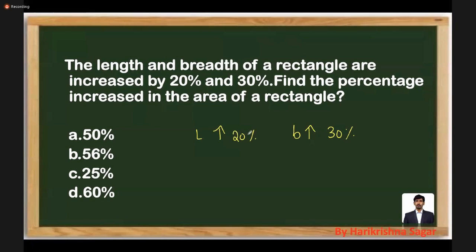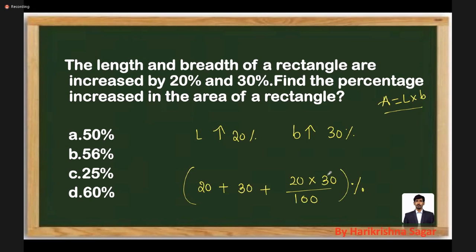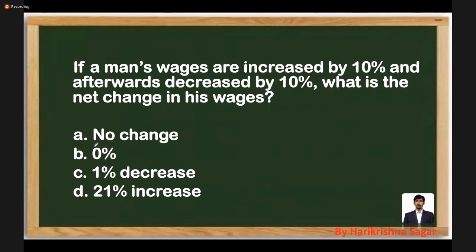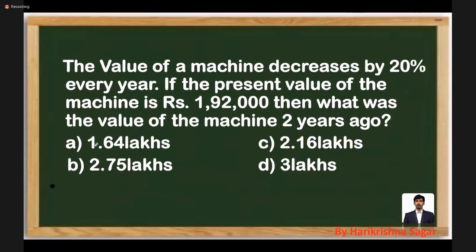Here length and breadth, area is going to be length into breadth. These are available in terms of product, so you can apply your successive formula. 20 percentage increase, 30 percentage increase, net increase will be given as 20 plus 30 plus 20 into 30 divided by 100 percentage. This is nothing but 50 plus 6, giving a result of 56. So we can say the answer is 56 percentage directly instead of solving like previously. So this is a use of successive percentage logic. Using this, there are so many questions which were given in the previous.